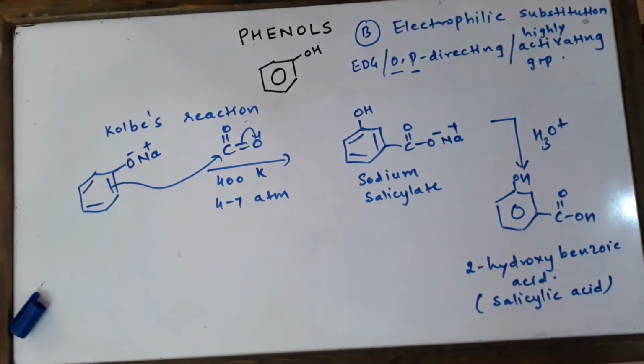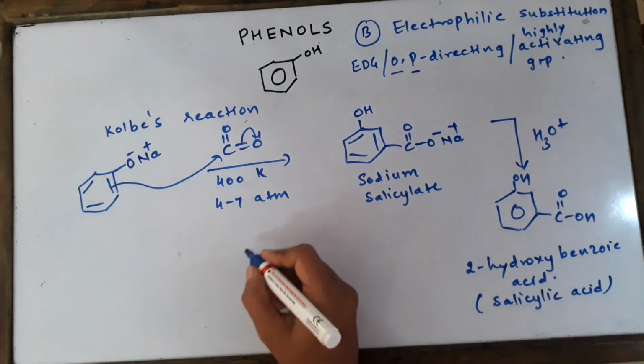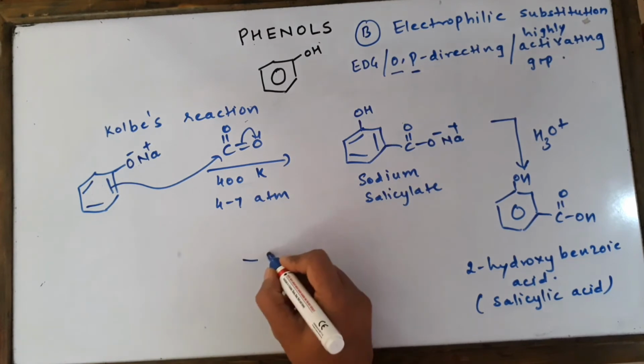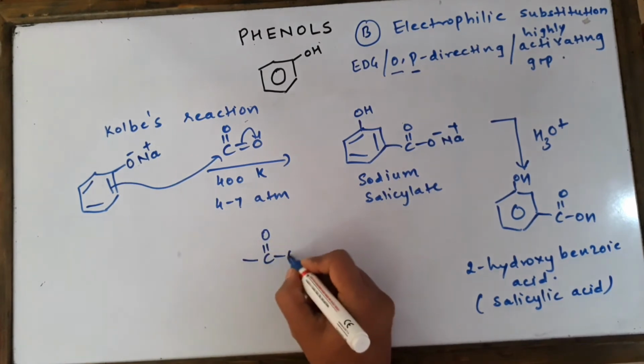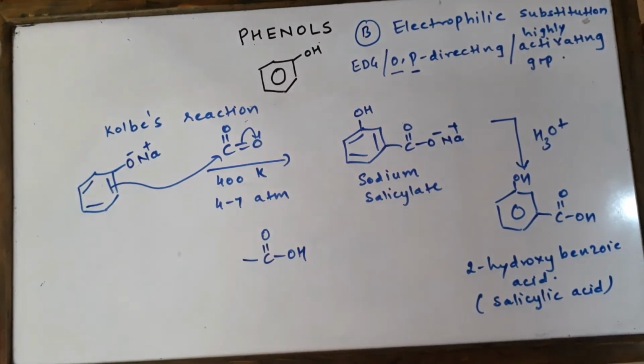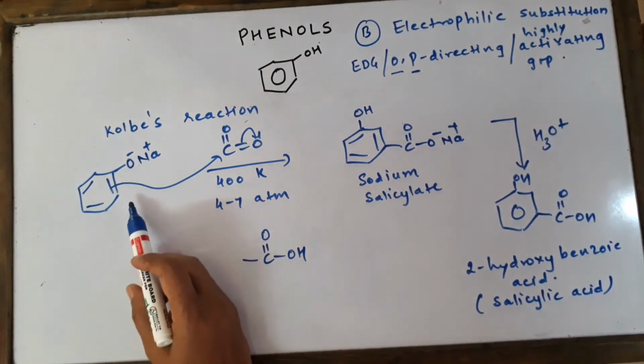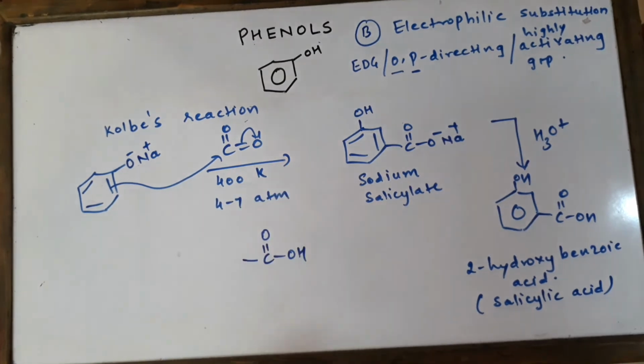Now this salicylic acid is an important compound for the preparation of aspirin. So how are you going to remember these reactions is simply one line I will tell you. You just write down that a carboxyl group gets introduced at the ortho position in the phenol, and this happens at high temperature and high pressure.